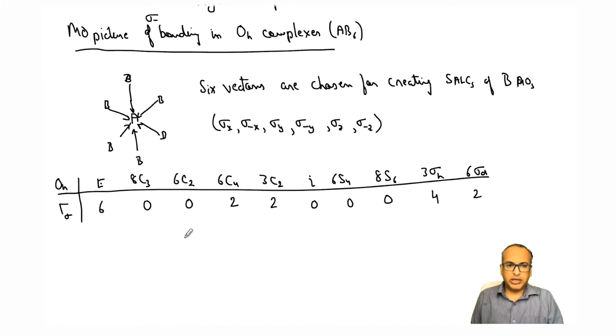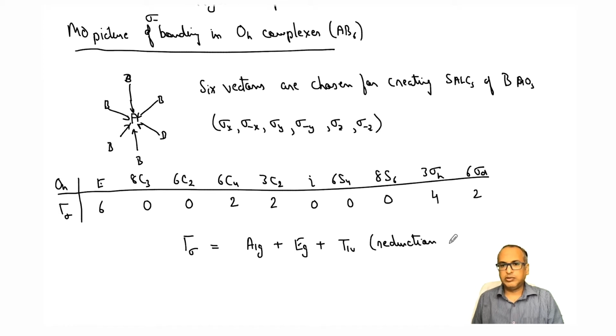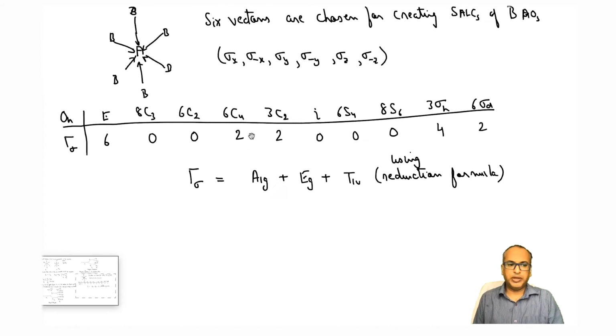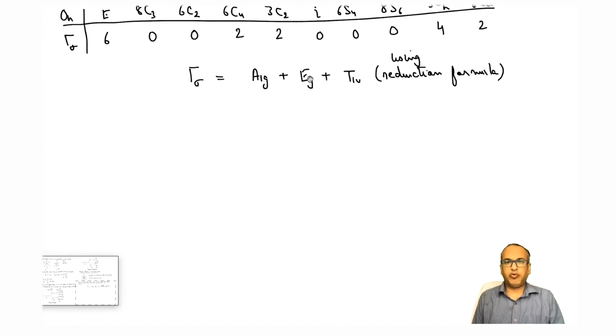Okay, so now upon reduction, using reduction formulas, tau sigma will give rise to A1g plus Eg plus T1u. This comes from the reduction formula. That means 1, 2, 3, 4, 5, 6, so 6 dimensional irreducible representations are coming. So this would mean that there would be 6 SALCs with different symmetries, right?